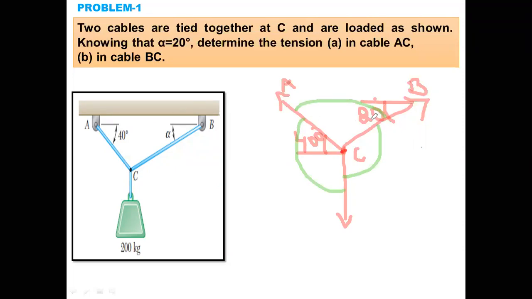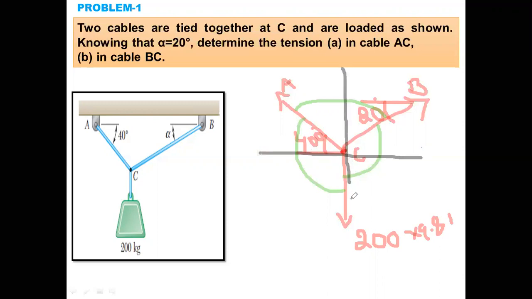To determine the angle between these forces, we should take the known angle. That is here, the angle between the cable BC and the self weight, the 200 kg that is already given. We can convert it into Newton by multiplying it by 9.81, so we will get it in Newton. To know the angle between these two forces, draw the axes: the x-axis and the y-axis.